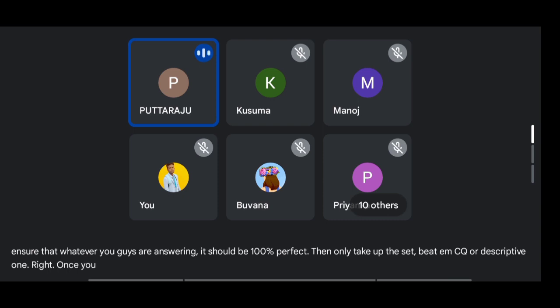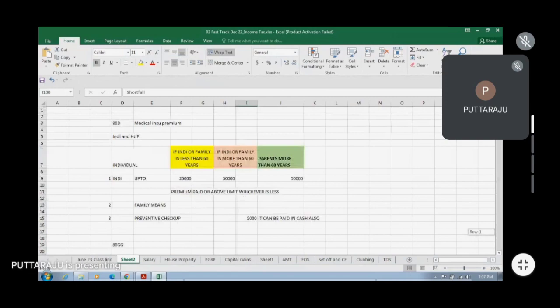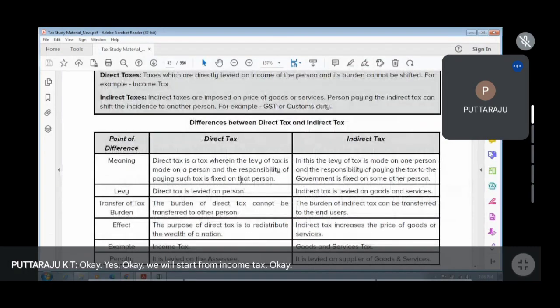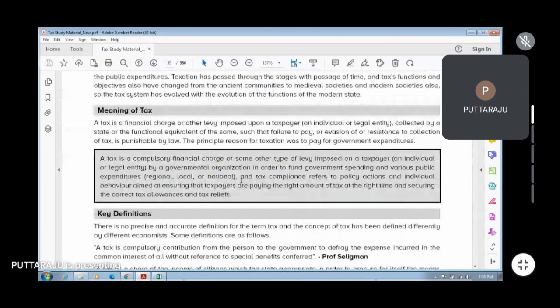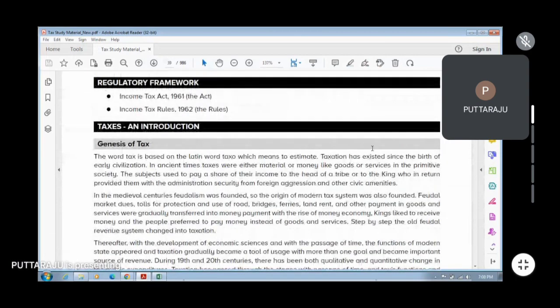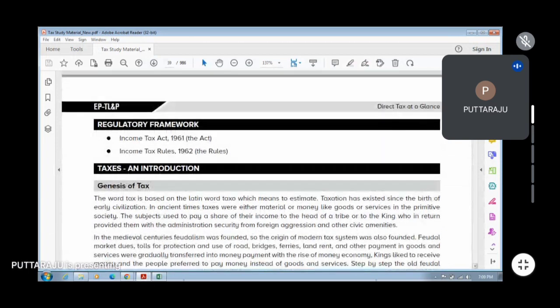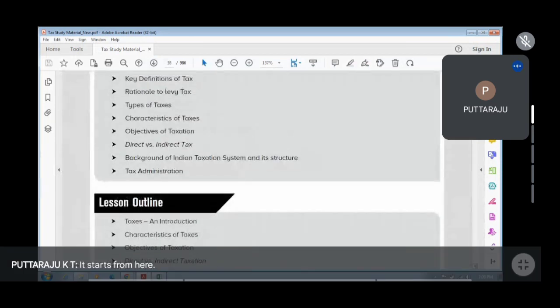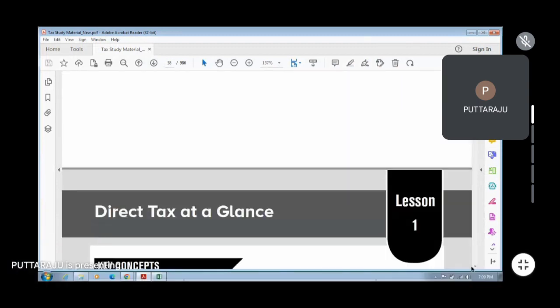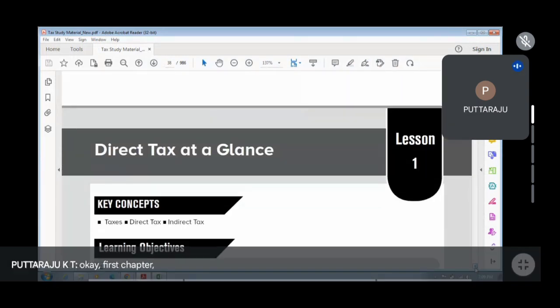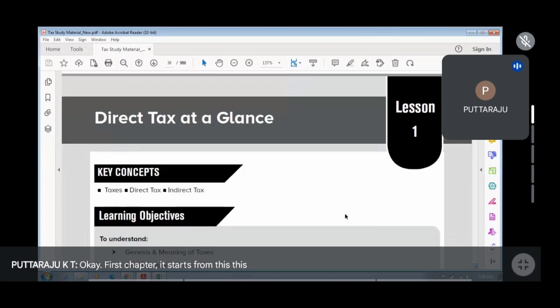Once you see my screen, please let me know. Okay. It starts from here. Okay, first chapter. It starts from this page.